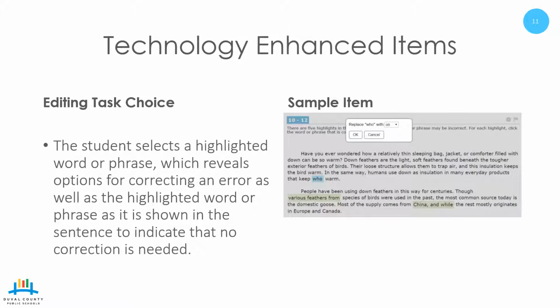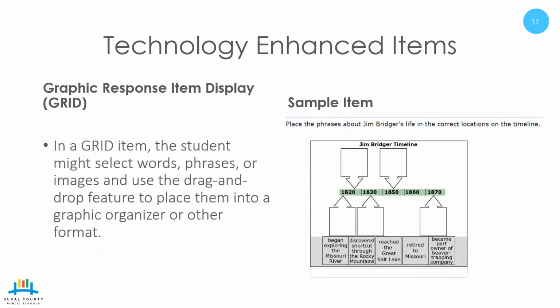For the editing task choice items, these items are going to be assessing your child's mastery of the language standards that your teacher has taught them throughout the school year. These are going to be items about conventions and grammar. The student will select the highlighted word or phrase, which reveals options for correcting an error. They can also indicate that there is no error and to keep the answer choice the same.